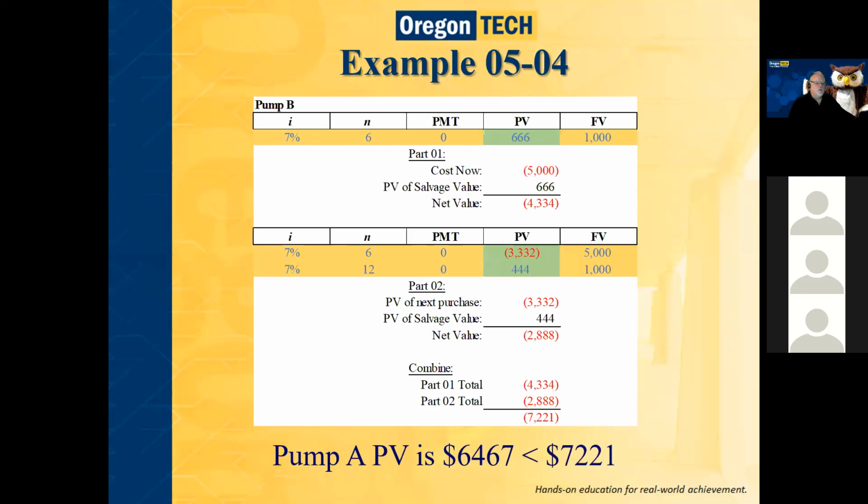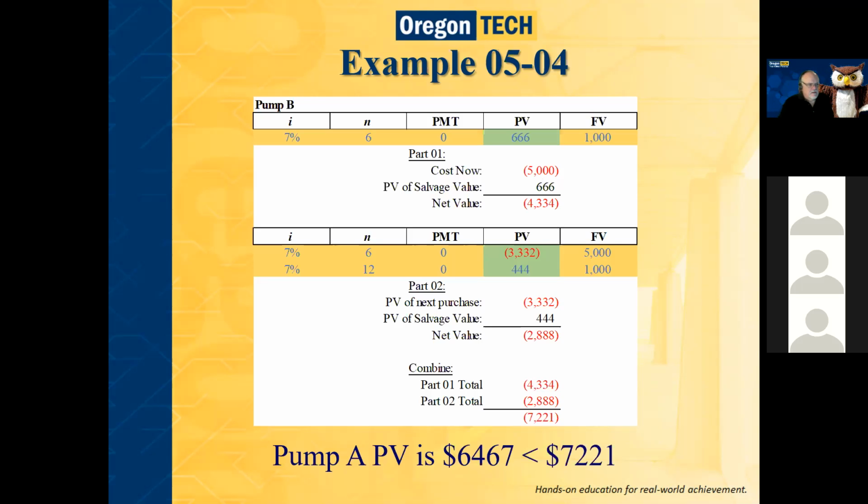The present value of that $1,000 salvage value is $666. So the first part of that is $5,000 outflow today. The present value of that inflow for selling the machine, cost now negative, money back at year 6, $666. That gives me a net value, or you can say cost, of negative $4,334. Because I've got to have a 6-year time period, I've got to treat it as though it's just by itself. Paid $5,000. At the end of 6 years, I get $666 back for selling the junk machine.